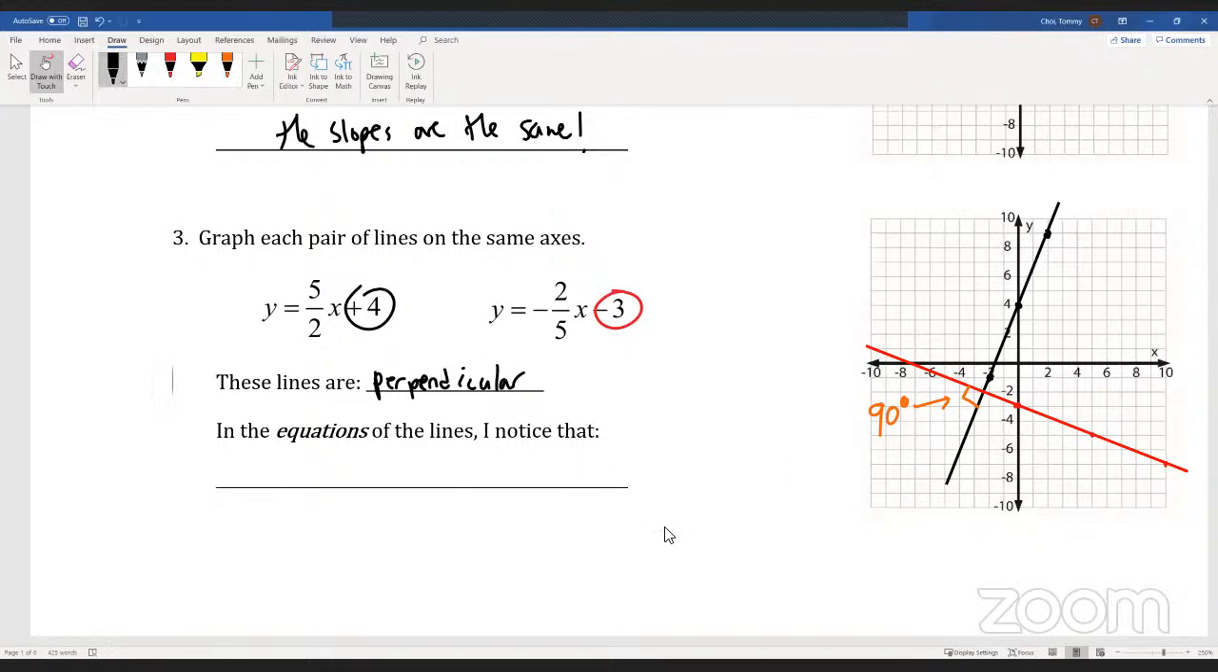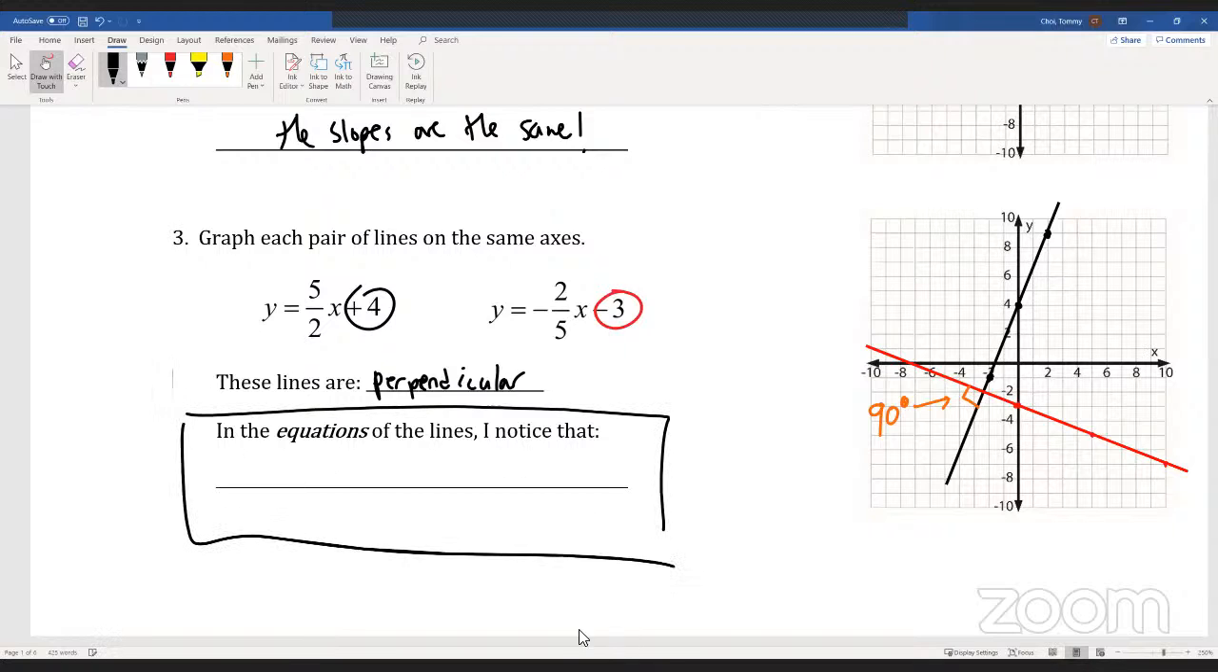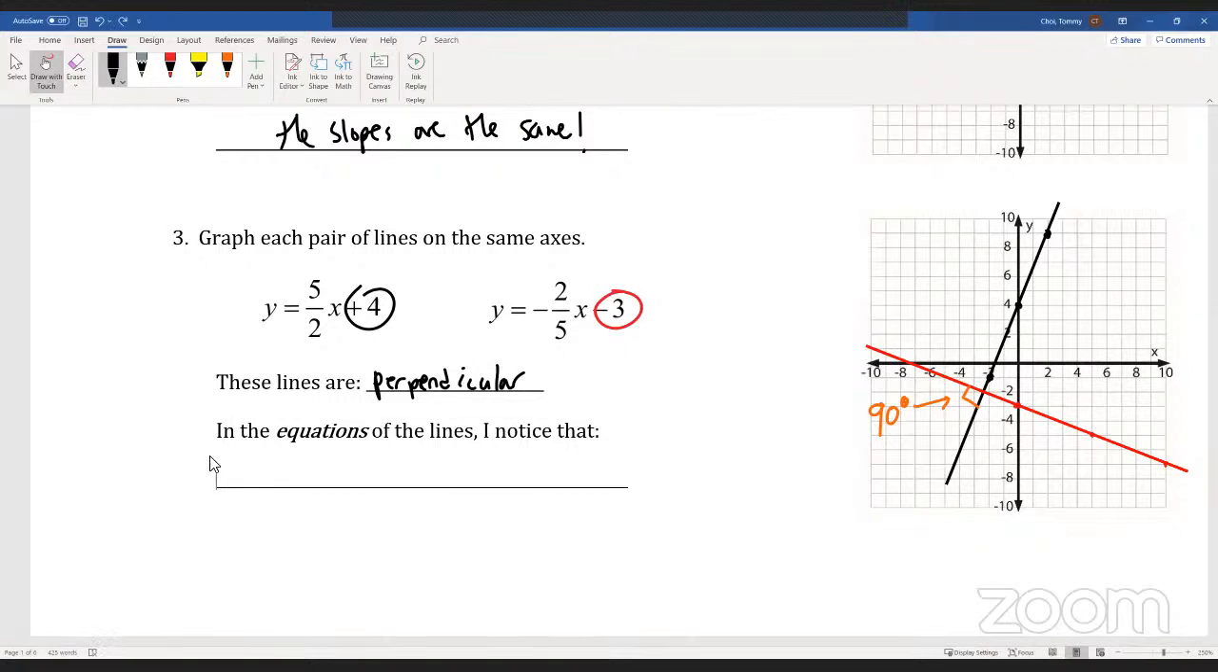What do you notice about the equations of the lines? Anyone know what they wrote here? Does someone have anything that they wrote here? Slopes are not the same. Yeah, that's right.